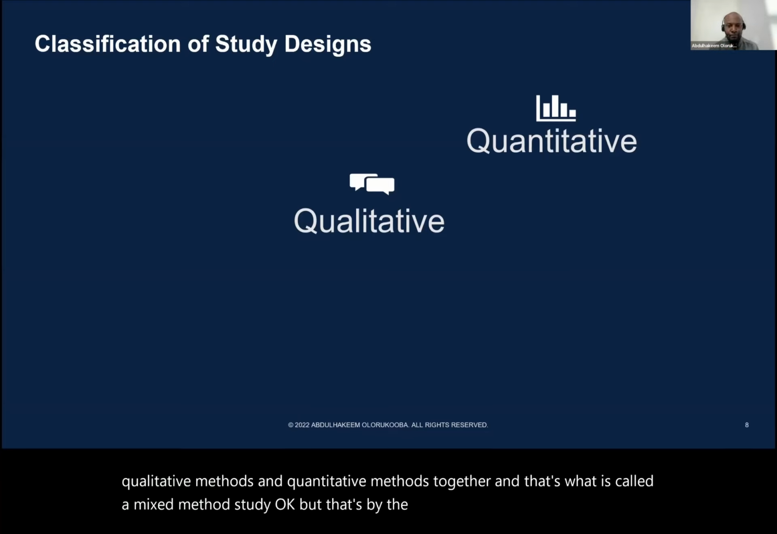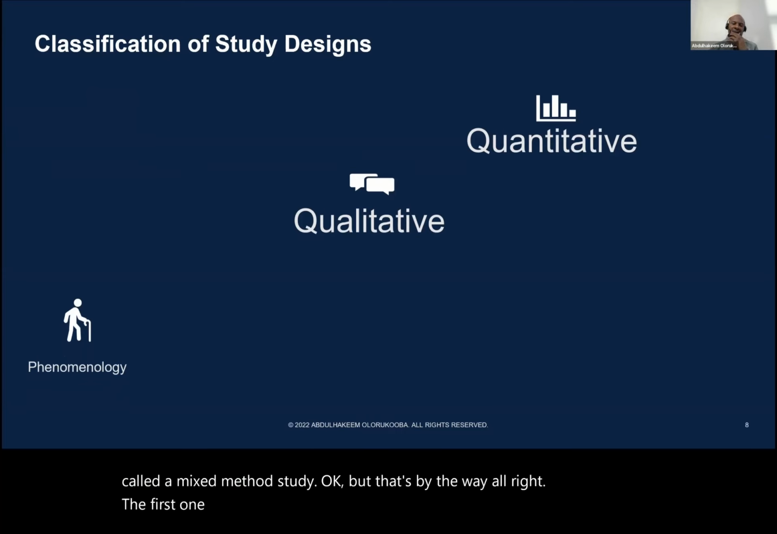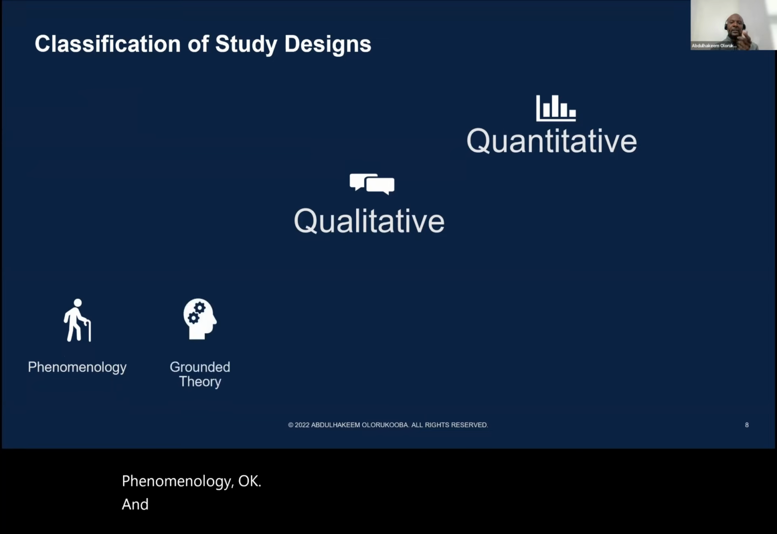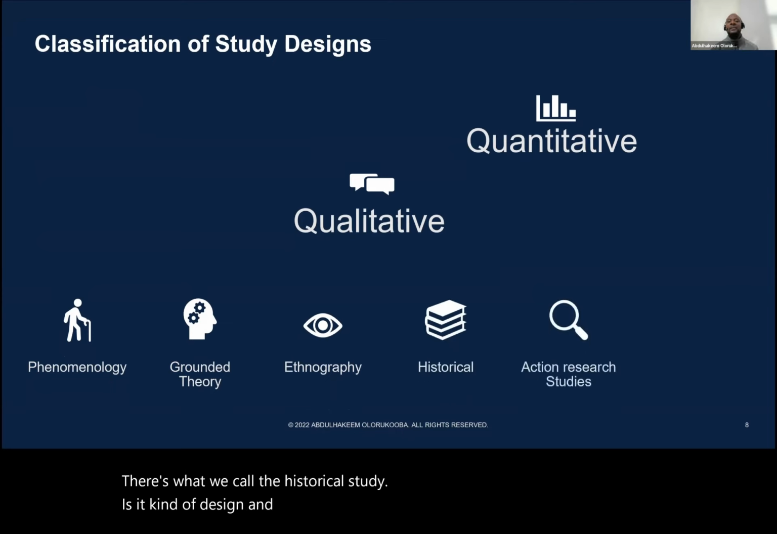All right. So the first one is something like a phenomenon, right? Phenomenology. And then there's the grounded theory. There's ethnography. There's what we call the historical study, which is a kind of design. And then we have the action research studies.